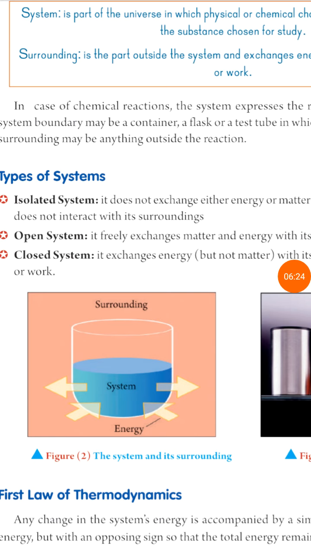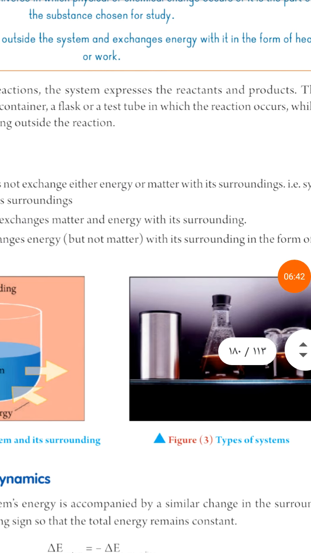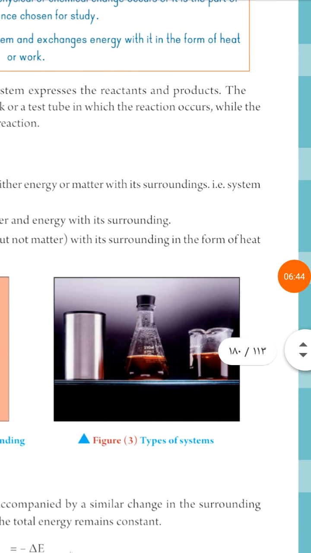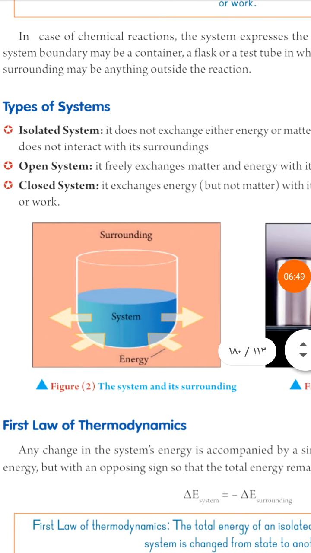Types of systems according to the ability of the system to what? To exchange energy or matter with its surroundings. A system may be classified into three types: isolated system, open system, and closed system. Isolated system: the system doesn't exchange either energy or matter with its surroundings. So in this case, the system doesn't interact with its surroundings.